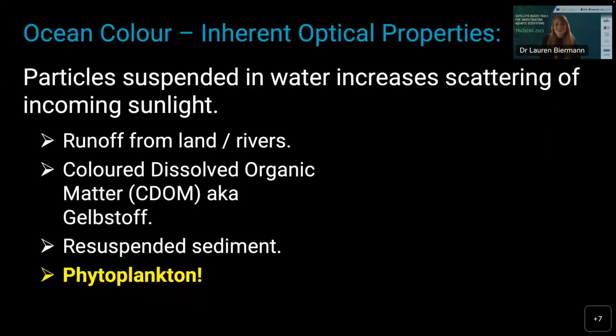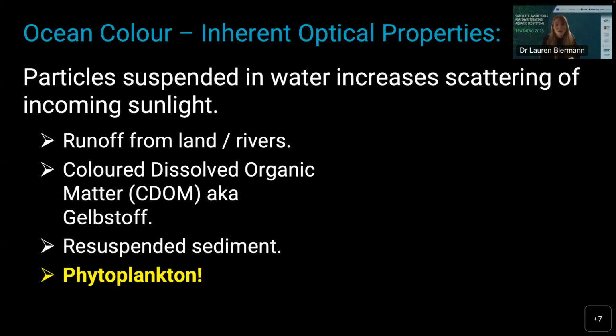And of course, because nothing is simple, we have to understand the fact that we like to measure water closer to land, and that's where things get really complicated. So complex waters, because of the influence of land, because of runoff and CDOM and resuspended sediment, it then becomes increasingly tricky to distinguish what is changing the color of the water and in what proportions. Is it phytoplankton or is it sediment?